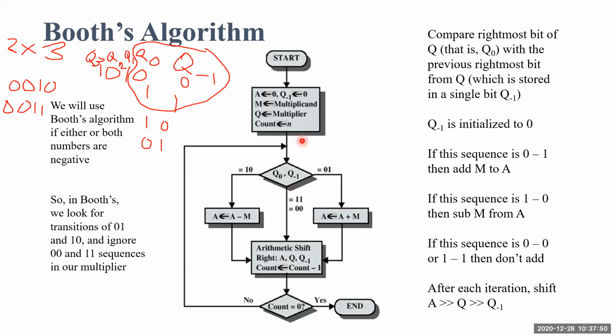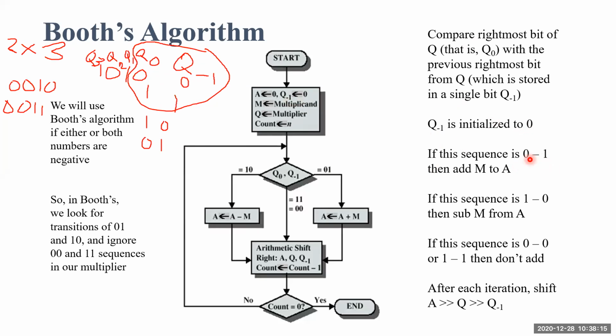Let us see what happens here. The same thing we have just seen. Compare the rightmost bit Q0 with the previous bit, that is Q minus 1. You will always be comparing these 2 bits, in terms of 0 0, 1 0, 1 1, and 0 1. Initially, Q minus 1 is initialized to 0.